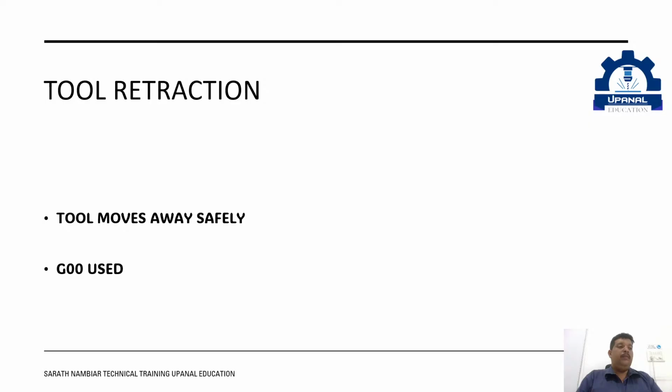Now think about it practically. After machining, the tool is inside and very close to the workpiece. If you don't retract properly and directly move sideways, it may damage the part, it may damage the tool. So always the safest approach is to first move the tool up. Then you can move to any other axis. This is a very small step in the program, but in real machining, safety depends on this.